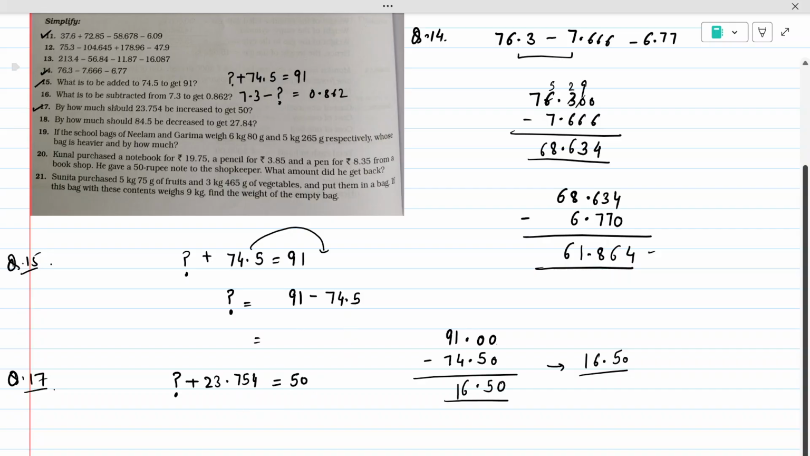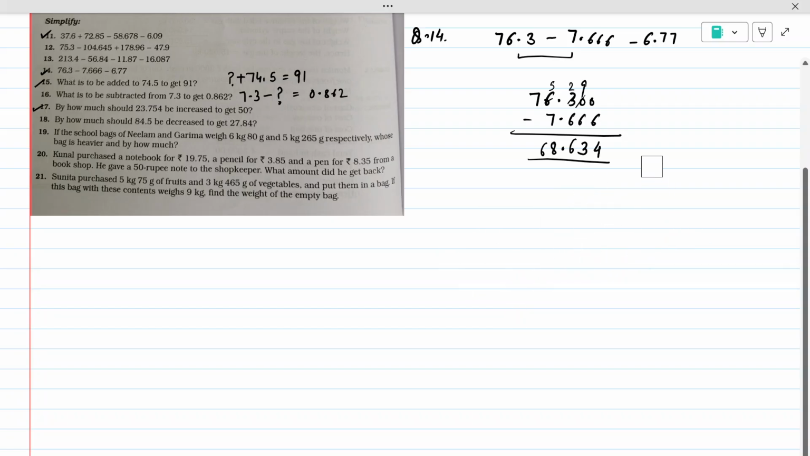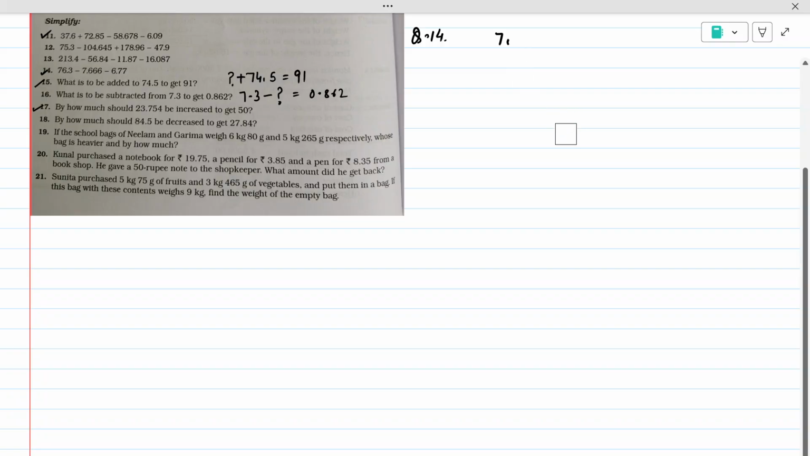Kids, all the other questions are very, very easy and you can pick them for practice. I am picking the last question for you now. That is question number 21, which I'm going to do here. It says Sunita purchased 5 kg 75 grams of fruits and 3 kg 465 grams of vegetables and put them in a bag. Now, if the bag with these contents weighs 9 kg, what is the weight of the empty bag? We have to find the weight of the bag.